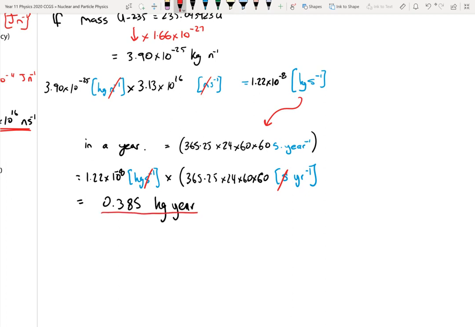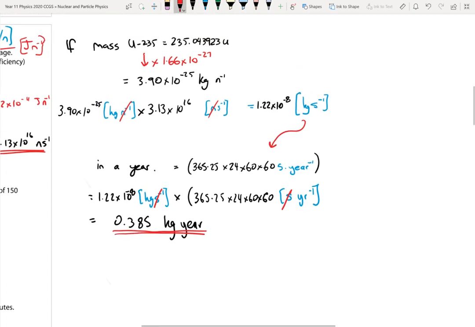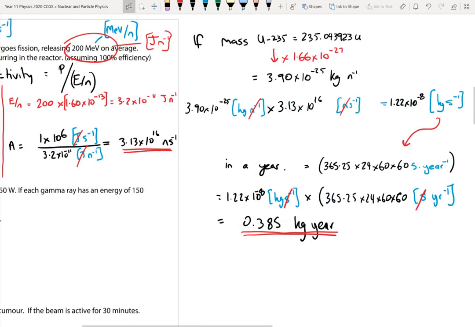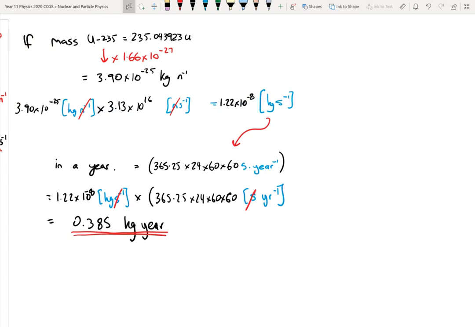So this is an actual type of question. That's how much fissile material you would need in a year for your reactor to operate continuously at 1 megawatt, assuming 100% efficiency as well. We haven't factored in efficiencies. If it was a 10 megawatt reactor, we'd need 3 kilos.